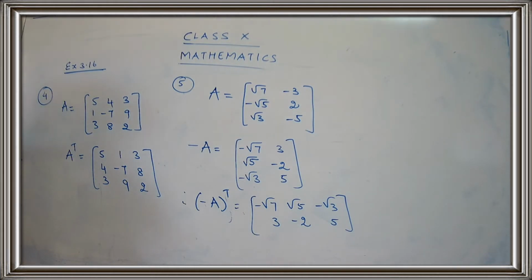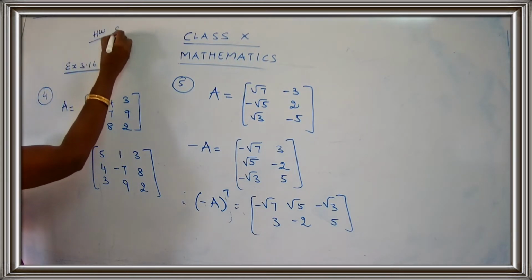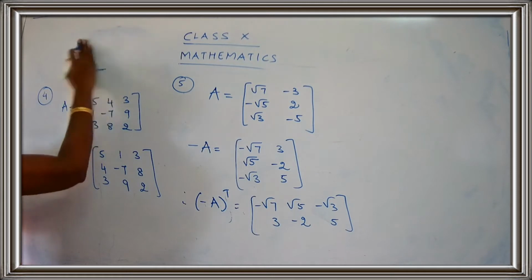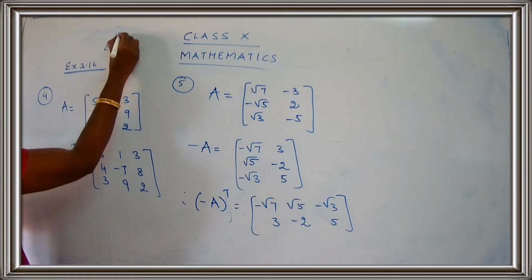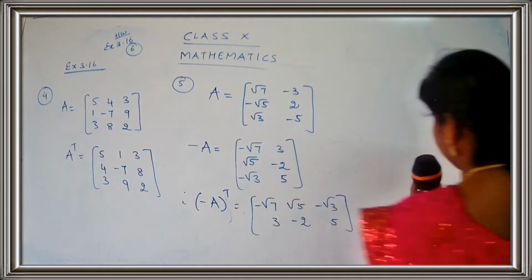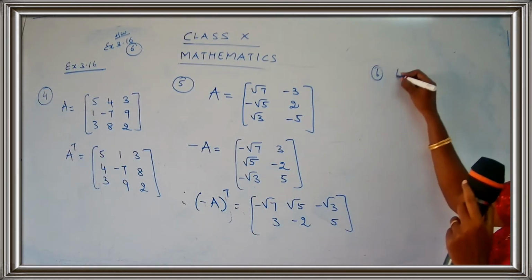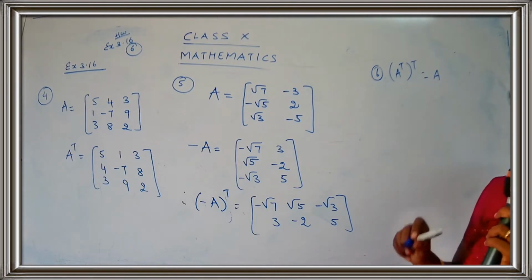Question number 6 will be a homework, children. Homework, exercise, I'll write down here. From exercise 3.16, question number 6 is your homework. It's very simple. I'll tell you what are the steps that you are going to follow. So question number 6, you have to verify A transpose transpose is equal to A, okay children.